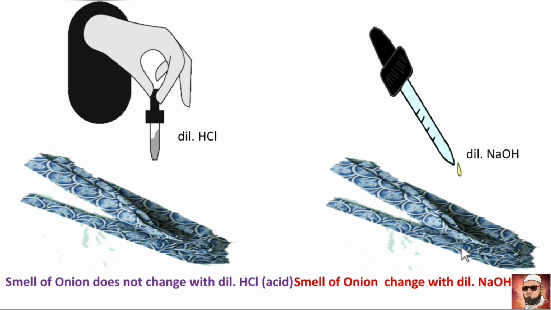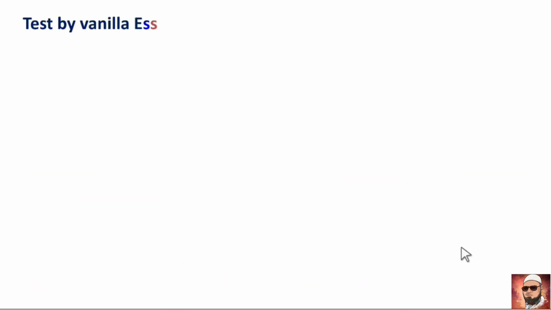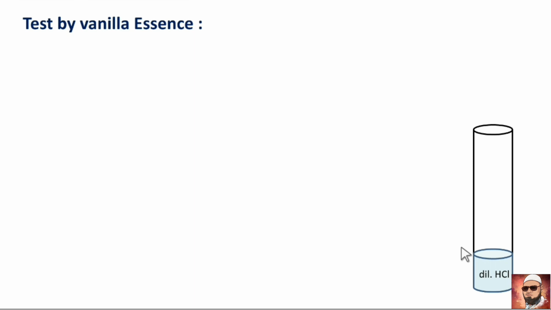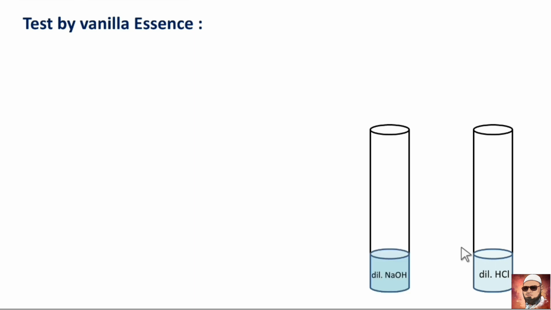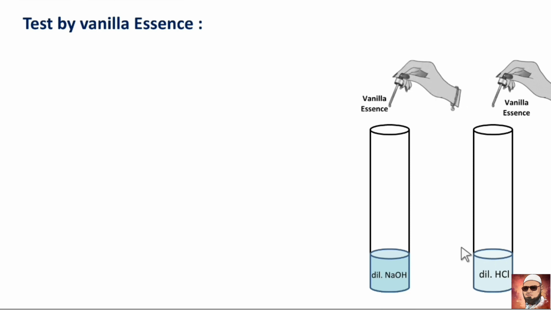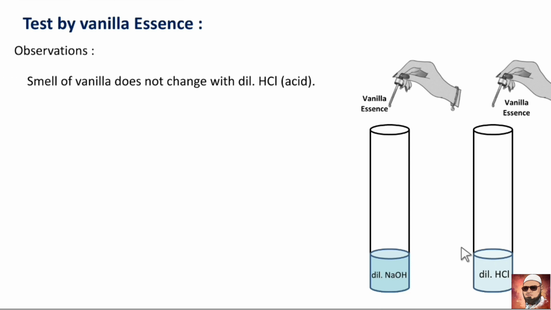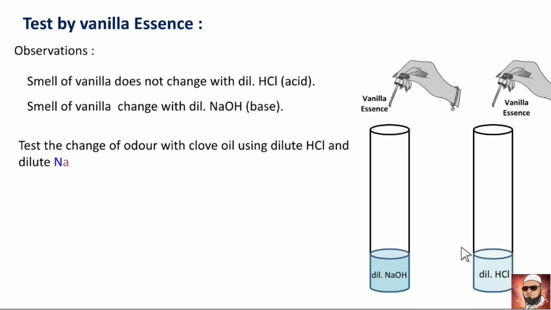In the same way, one more olfactory indicator is tested with vanilla essence. Take some dilute HCl in one test tube and dilute NaOH in another test tube. Add a drop of vanilla essence to both test tubes and shake well. You will observe that the smell of vanilla does not change with dilute HCl acid, but the smell of vanilla essence changes with dilute NaOH, that is base. Test the change of odor with clove oil using dilute HCl and dilute NaOH and record your observations.